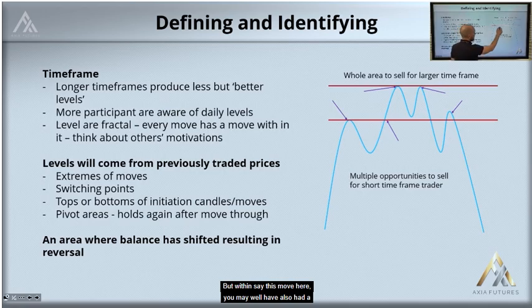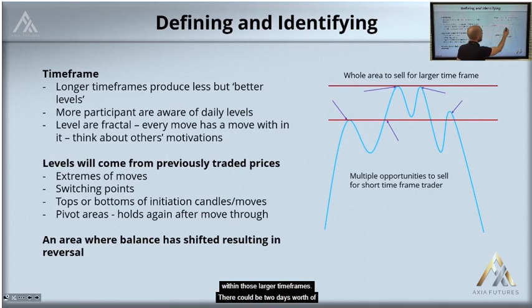But within, say, this move here, you may well have also had a drop and a pullback and a drop and a pullback and perhaps a small touch up twice on this level. And within any of these moves, you would have smaller moves. So yes, the larger directional turn is going to be more dictated by a larger time frame, but it doesn't mean that there aren't short-term patterns and short-term supports, resistances within those larger time frames.